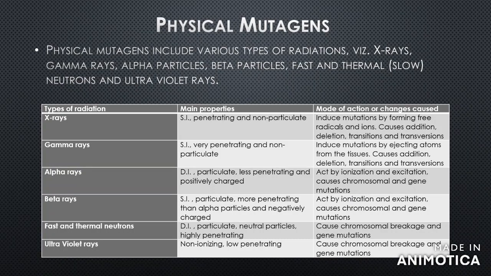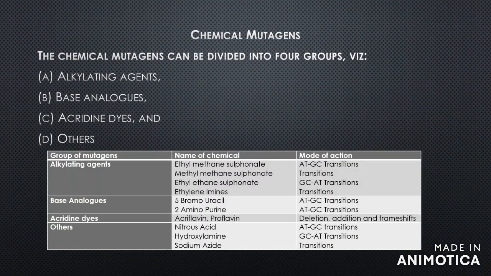Physical mutagens. Physical mutagens include various types of radiations, namely X-rays, gamma rays, alpha particles, beta particles, fast and thermal neutrons, and ultraviolet rays. Chemical mutagens. The chemical mutagens can be divided into 4 groups, namely alkylating agents, base analogues, acridine dyes, and others.